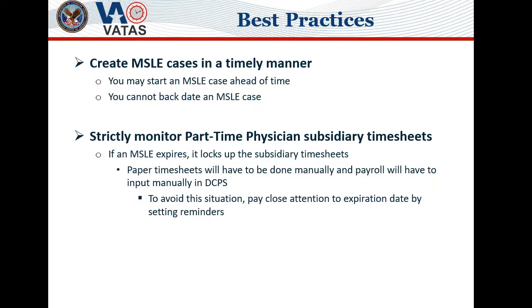These are some of the best practices that we would recommend. Create an MSLE case in a timely manner. Since you cannot backdate an MSLE case, you can always start one ahead of time. You may also want to strictly monitor the part-time physician's subsidiary timesheets. If an MSLE expires, it locks up the subsidiary timesheet, which can then lead you to manually do paper timesheets. To avoid this situation, just pay close attention to the expiration date or even set some reminders.